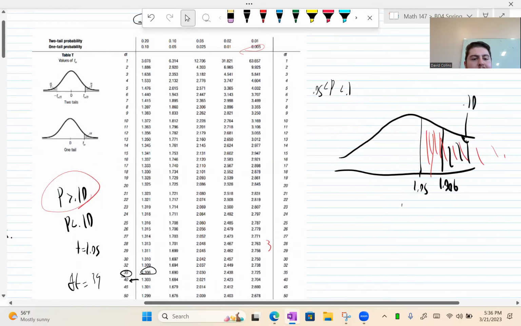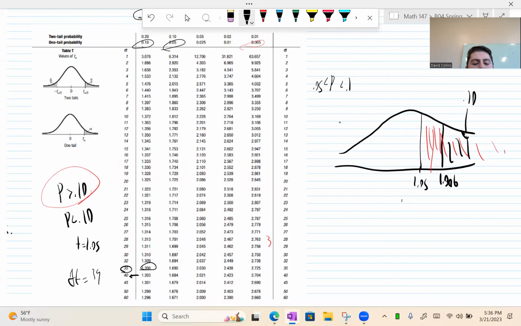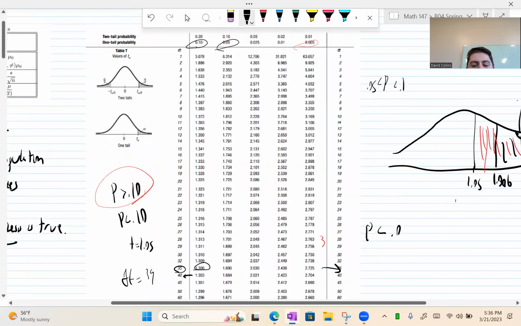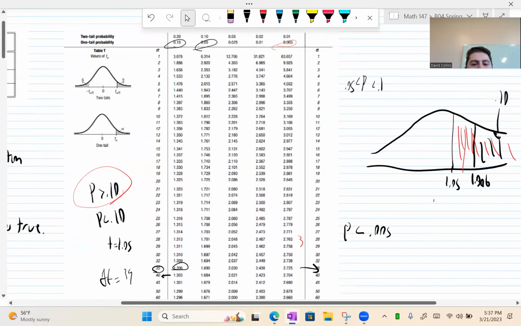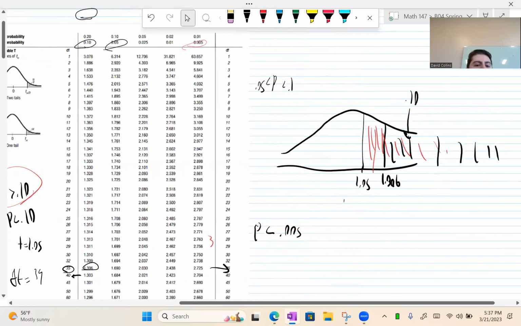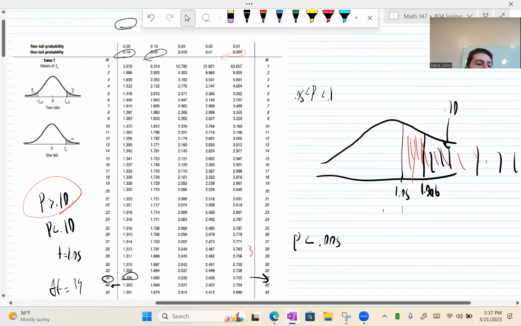If it's in between 2 rows, you say it's in between the 2 probabilities. If it is bigger than any number, you say it is less than 0.005, because that would mean you have t values increasingly to the right. If you have the 2-tail probability, you go to the top row. But the 2-tail is just 2 times the 1-tail because it's symmetrical.